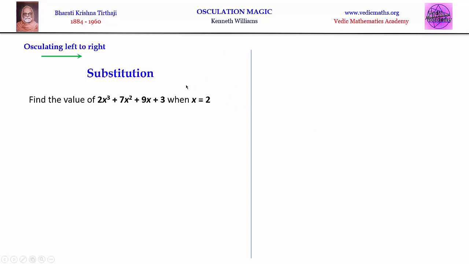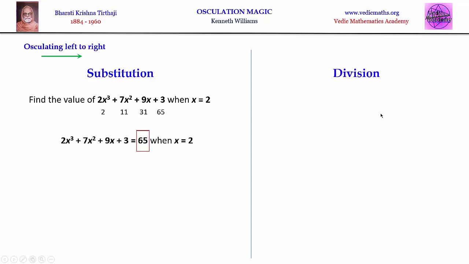Substitution. If we want to find the value of this cubic when x is 2, we simply osculate from left to right. So we start with the 2. 2 times 2 is 4 and 7 is 11. 2 times 11 is 22 and 9 is 31. 2 times 31 is 62 and 3 is 65. So 65 is the value of the cubic when x is 2.